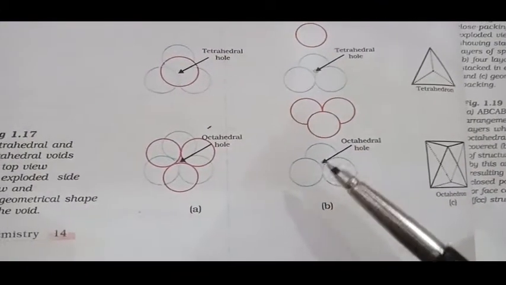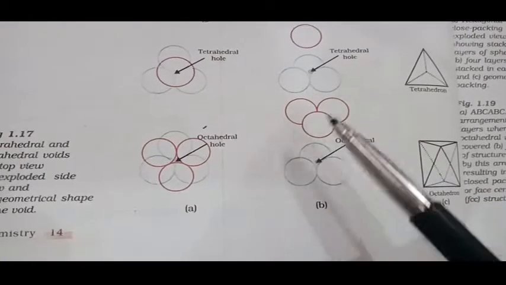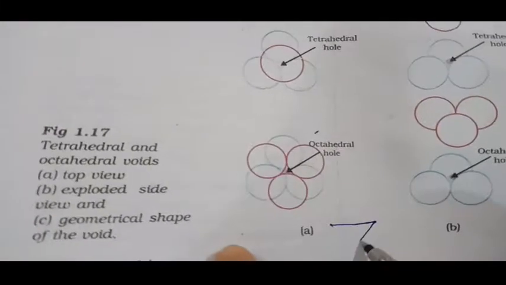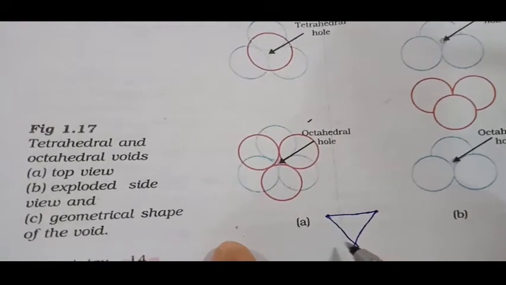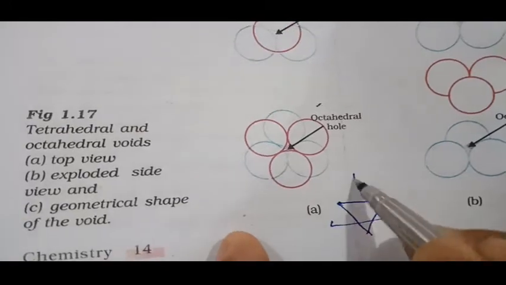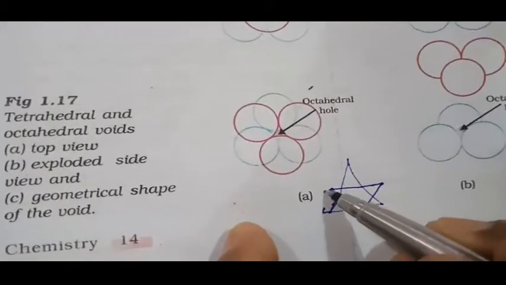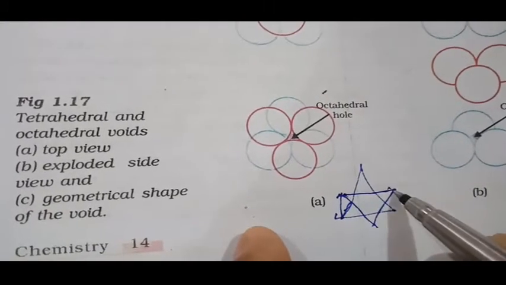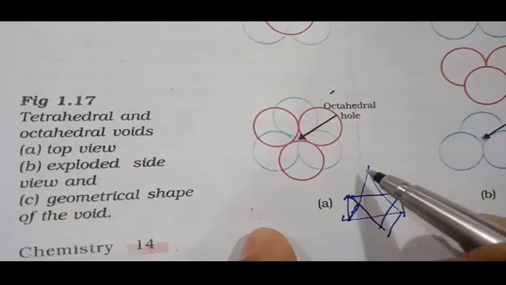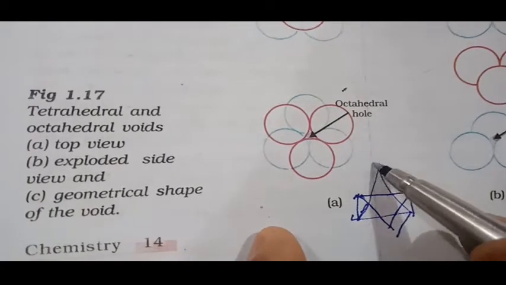So in the case of octahedral void, the coordination number is 6. Clear? And how will this structure be obtained? So 3 balls like this and 3 balls like this. When you draw it with the apex downward and 3 with the apex upward, and when you join the lines, then what will be the structure?